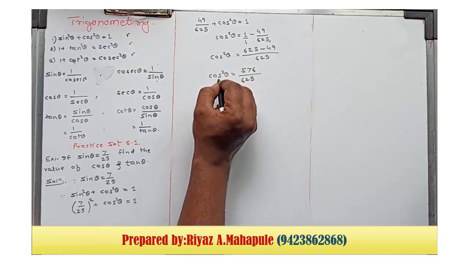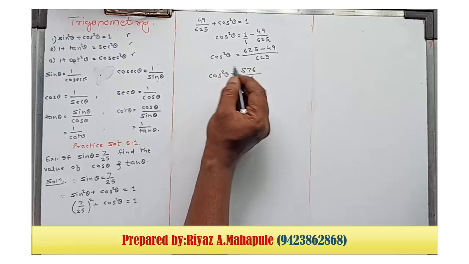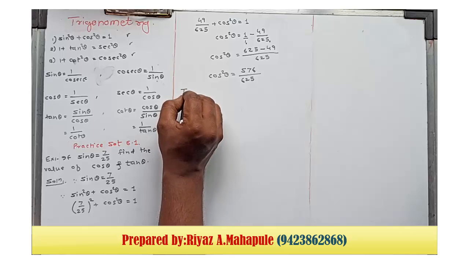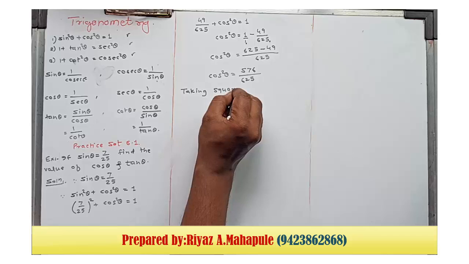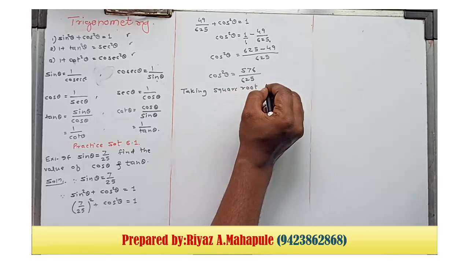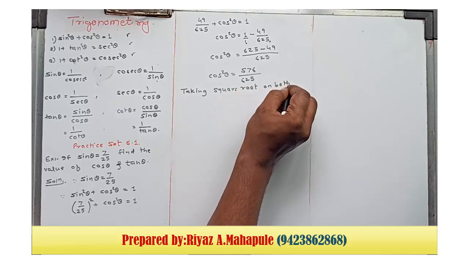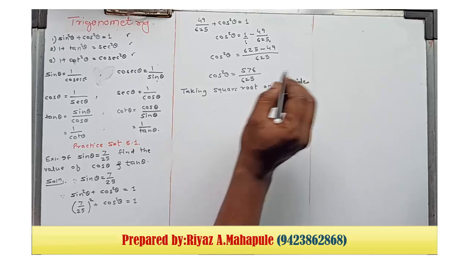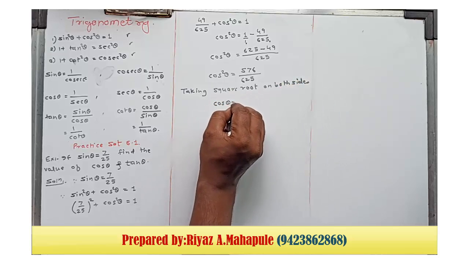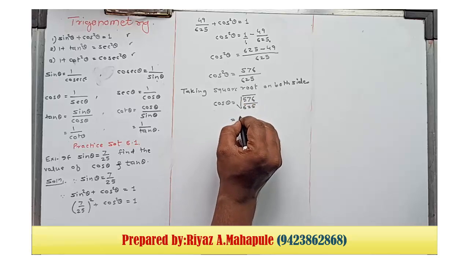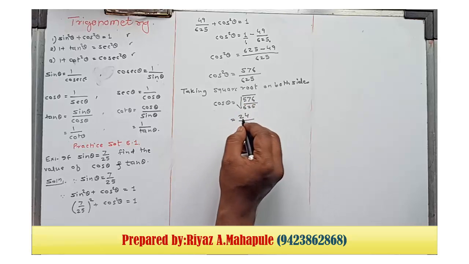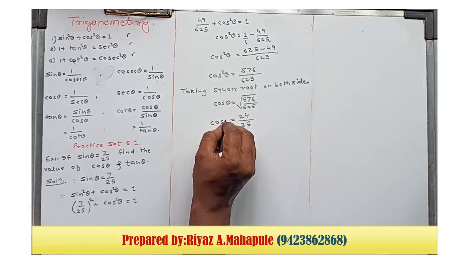Therefore cos square theta is equal to 625 minus 49, that is 576, divided by 625. To find the value of cos theta, we have to remove this square. So to remove that square, we take the square root on both sides. So you will get cos theta is equal to the square root of 576 divided by 625. The square root of 576 is 24, and the square root of 625 is 25. This is the value for cos theta.